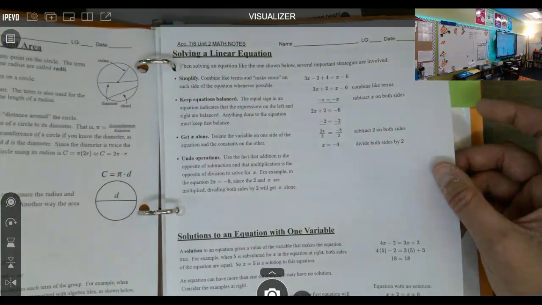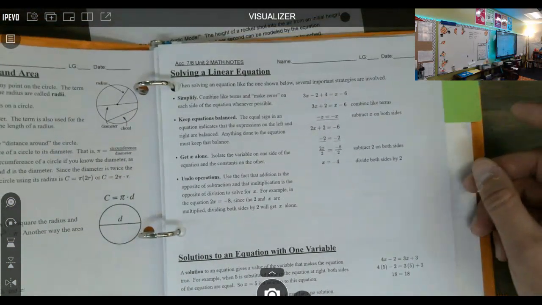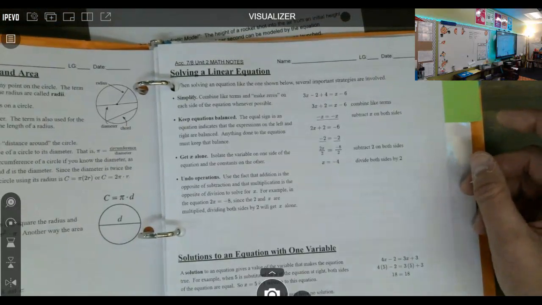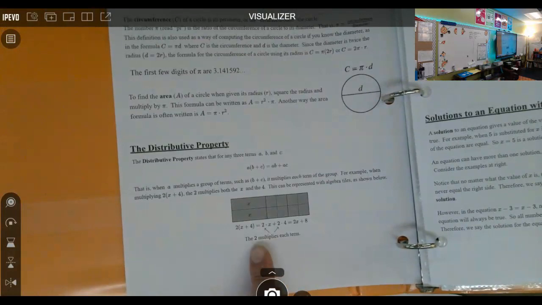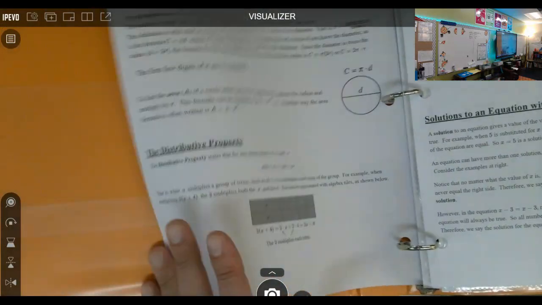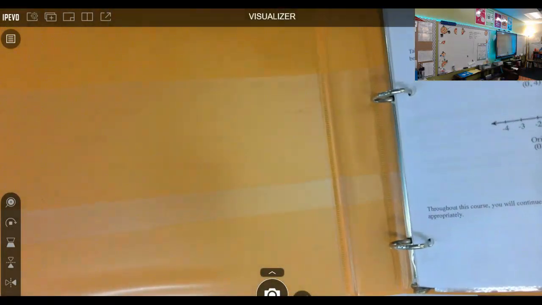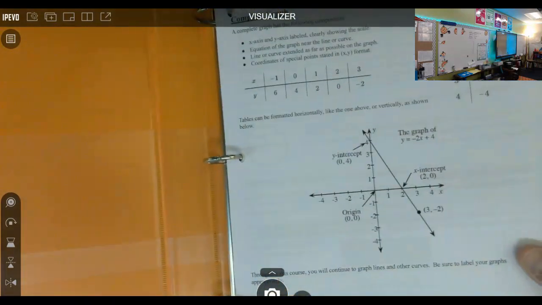And notice, hey, I'm losing some of you. Notice there is some review about the distributive property. Actually, let's go in order. Everyone flip to the start of your Unit 2 math notes.